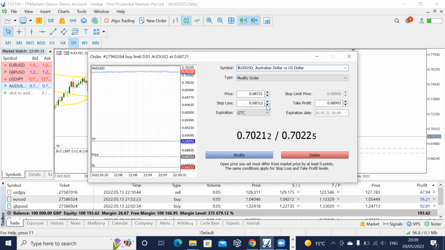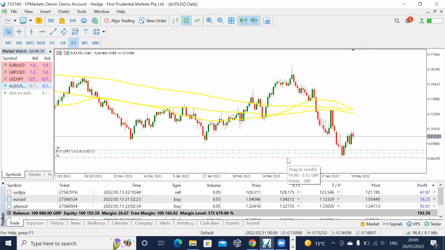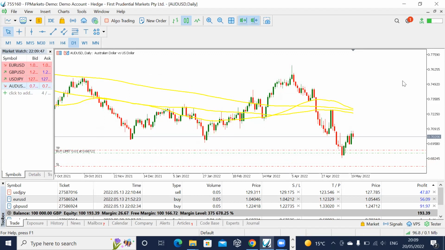So I'm going to make my stop loss 111 pips. So far that's 72 pips, 81 pips, 91 pips, 102 pips. I'm going to do 111 plus 5. So that's my stop loss.